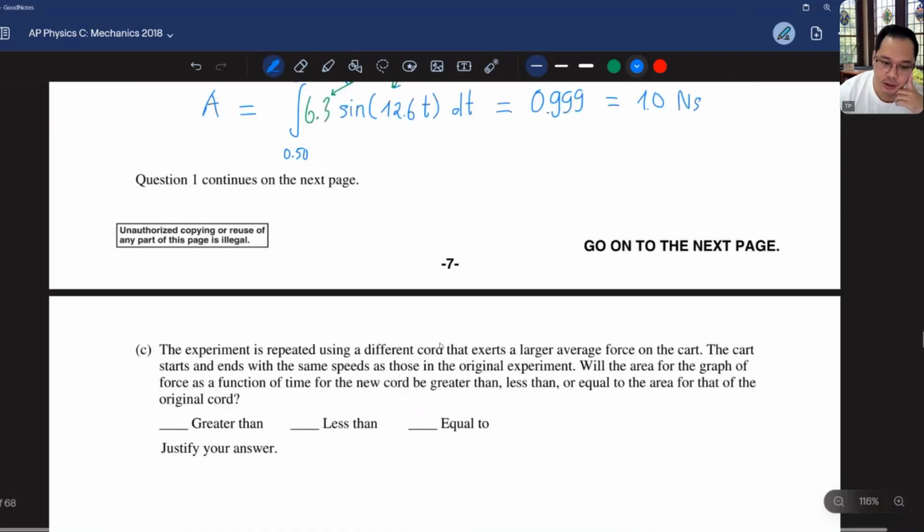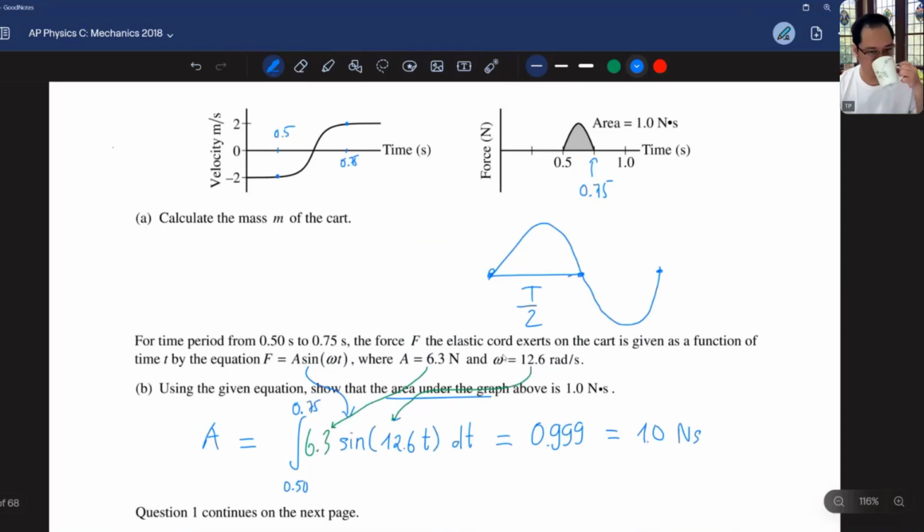What do you think? A different cord, greater force. Meaning greater amplitude, greater angular frequency also. The time will be shorter, the peak will be taller, and the area will be greater also, because the greater force will produce greater work, okay?